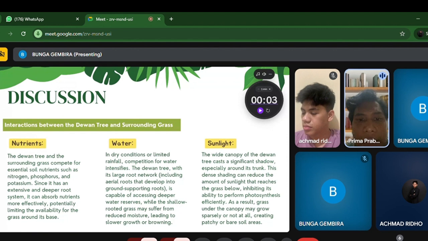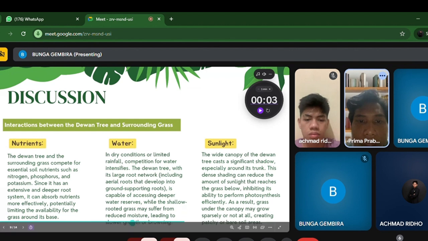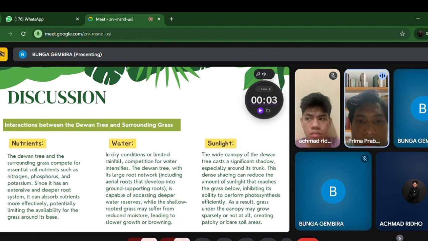The second is water. In dry conditions with limited rainfall, water is intensively needed. The Dewan tree, with its sharp root network including aerial roots that develop into growth-supporting roots, is capable of accessing deeper water reservoirs, while the shallow-rooted grass may suffer from reduced moisture, leading to slower growth or browning.